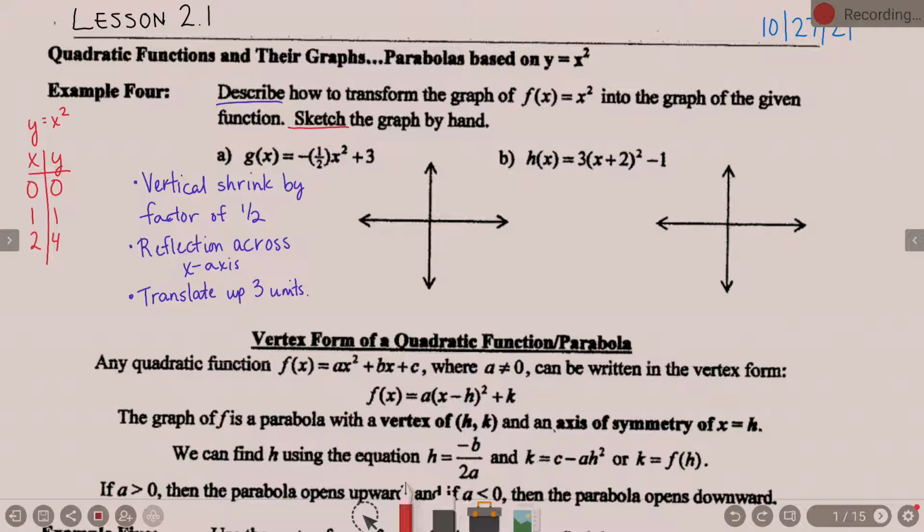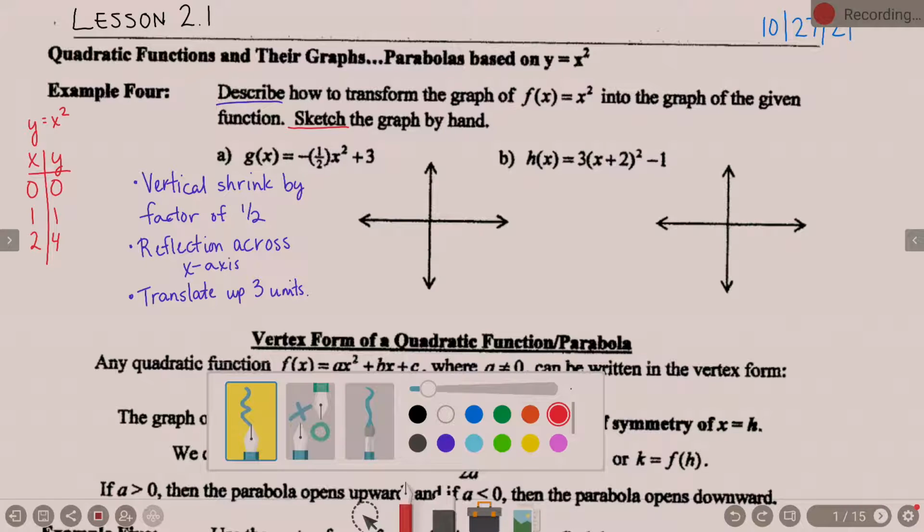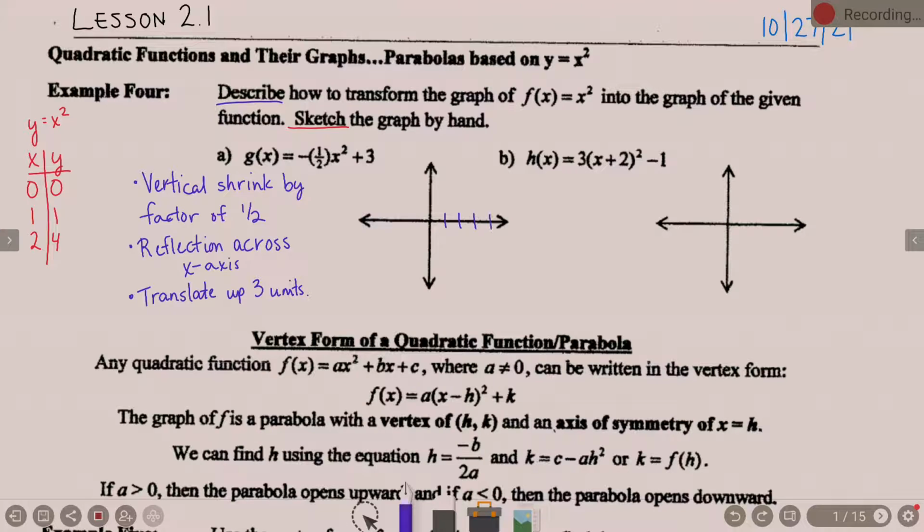To an extent, it does matter what you do in what order. Okay? Because for instance, we're going to take this graph and we have to move it up 3. Well, as we move it up 3, that changes our y values, doesn't it? So officially, when we do this shrink, we need to do these on the original y values, but we can kind of do that as we go here. So let me put some tick marks on here. I kind of went 4 each direction.